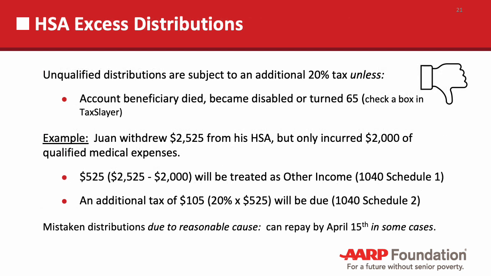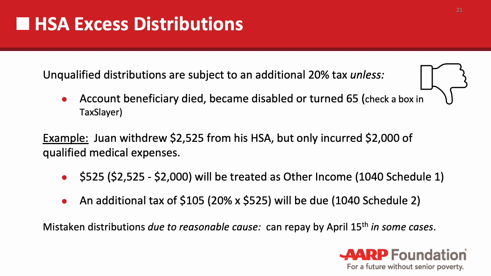With an HSA account, there can be excess distributions. This can happen when a distribution is received for medical expenses that aren't qualified. Now, these excess distributions are subject to an additional 20% tax unless the account beneficiary dies, became disabled, or turned 65. In that case, there's a box the taxpayer can check to avoid the 20% additional tax.